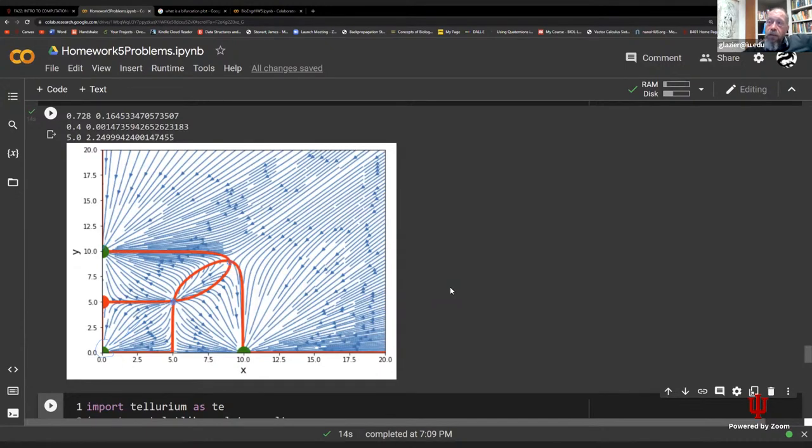Before, when I came in along the diagonal, I always came to zero. And now I've created two new fixed points along my diagonal. This one here is unstable. If I move a little bit this way, I go to this value. If I move a little bit this way, I go to this value. And now there's a new stable fixed point here.